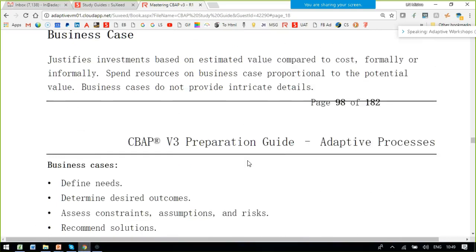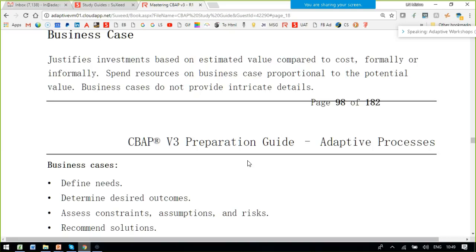Then comes business case. I trust all of you know the concept of business case. A business case essentially is an investment proposal. Suppose we are looking at investing into a new server for ourselves, and that's going to cost us money. It's not free. So which server should we go for?